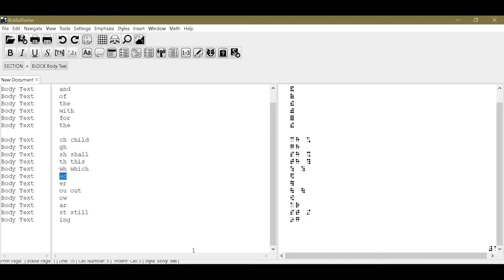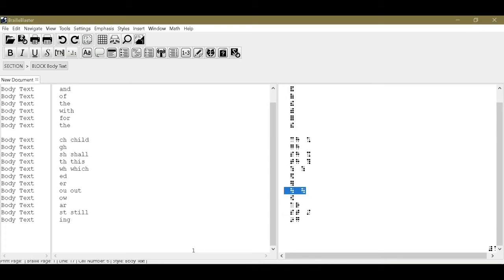Okay, if we go to ED, ED is by itself. That one is correct. That's dots 1, 2, 4, 6. Then you have ER, which is dots 1, 2, 4, 5, 6. And then you have OU and OUT. So once again, the OU sign is dots 1, 2, 5, 6. And then by itself, out.